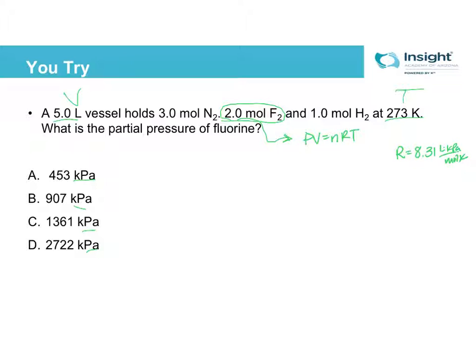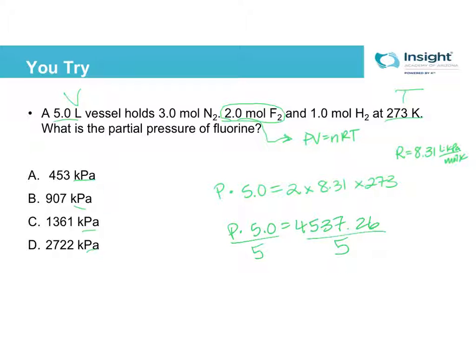So I'm going to have P times 5.0 equals 2 times 8.31 times 273. So P times 5.0 equals 4,537.26. Divide both sides by 5, and you get 907 kPa.